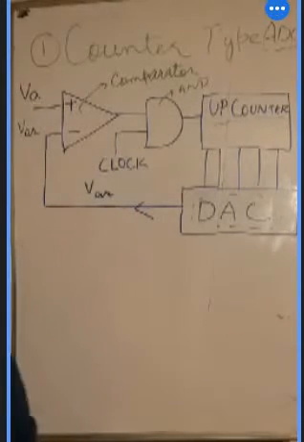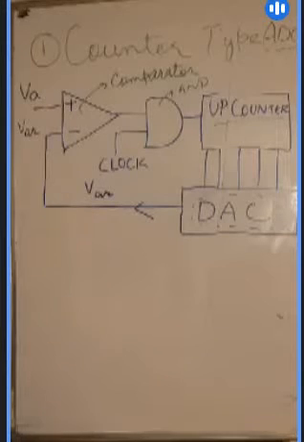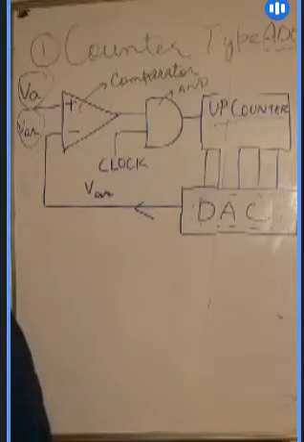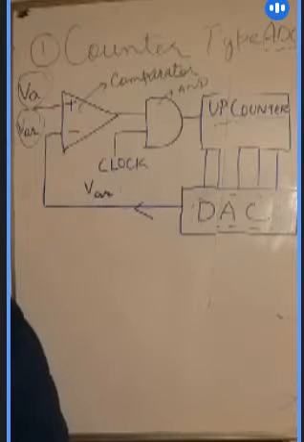Okay, now go to the next paragraph. When applied analog voltage is greater than the reference or feedback voltage, the output of the comparator being logic 1 results in incrementing the count in the counter.